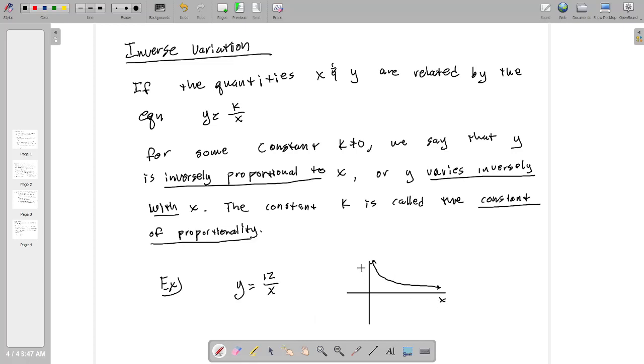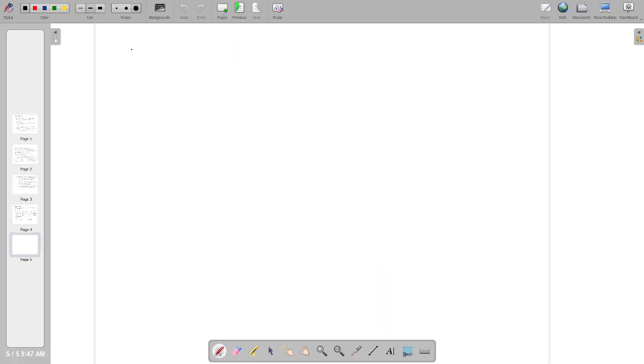Here's x, and here's y. So as x gets really large, you can see that the y value is really small. If x is really close to 0, then y gets very, very large. Let's do an example here.